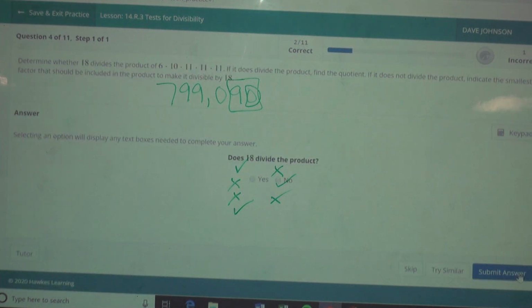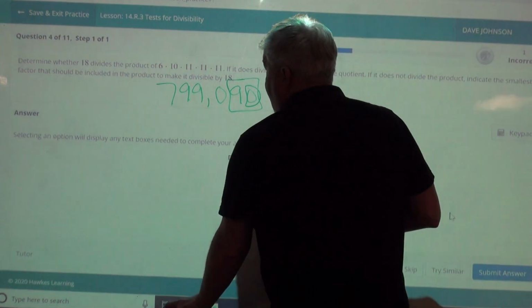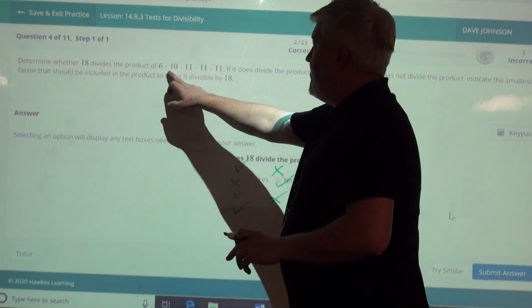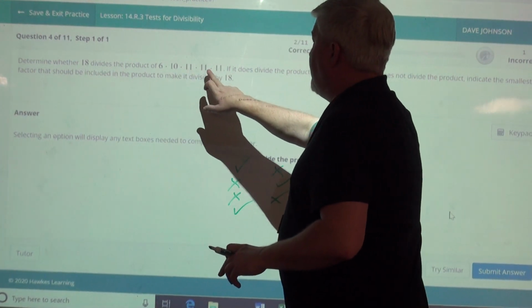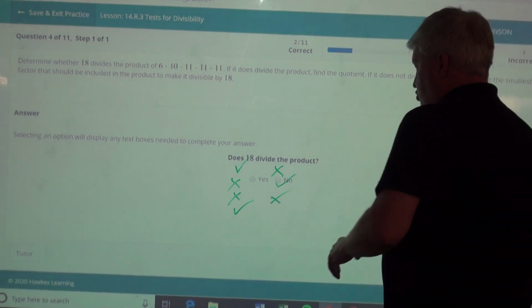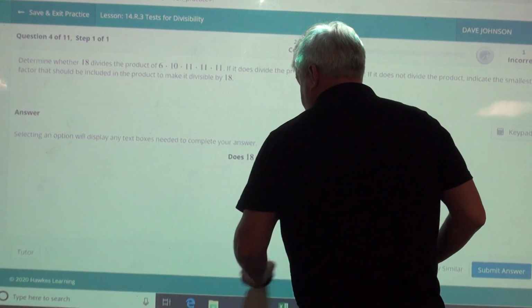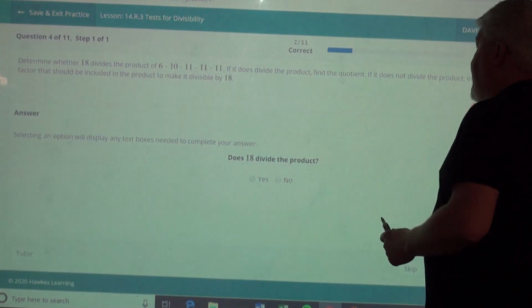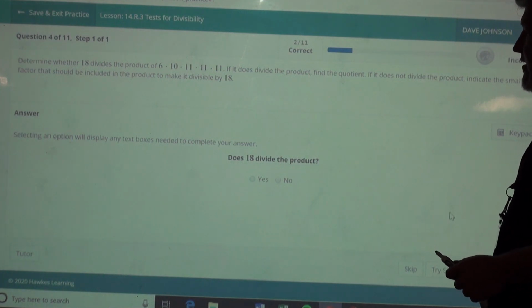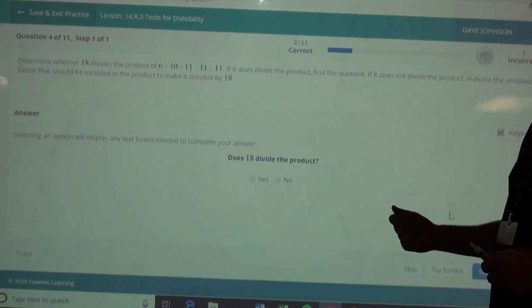Next. All right. The next thing they like to do in these sections for you. Determine whether 18 divides the product of 6 times 10 times 11 times 11 times 11. If it does divide the product, then find the quotient. If it doesn't, indicate the smallest factor that should be included in the product to make it divisible by 18.